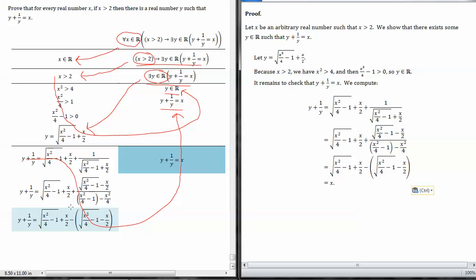Okay. So you notice that instead of writing a bunch of equations one after the other, I just made sort of a string of equalities here. Okay, so y plus 1 over y equals this, which equals this, which equals this, which equals x. That's a nice way to write it. And that does it for our proof.